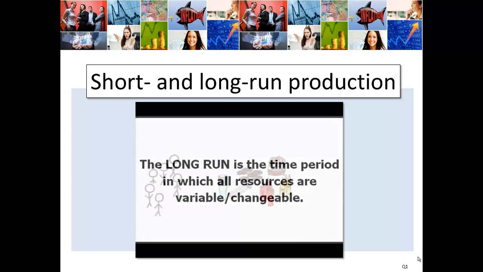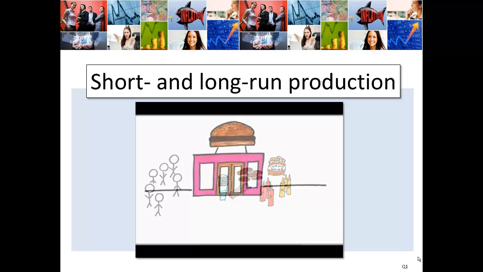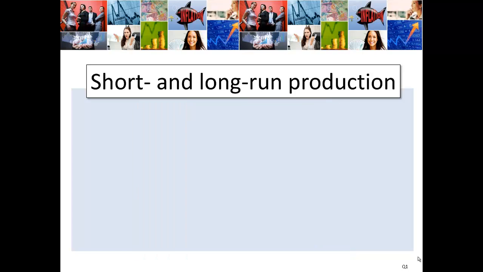Generally, resources such as labor and supplies are more likely to be changeable, whereas large durable capital items such as your storefront or other building tend to be fixed for extended periods of time. Keep this in mind as we move forward to consider production decisions. Okay, a very nice video there showing the difference between the short and long run production in economics.